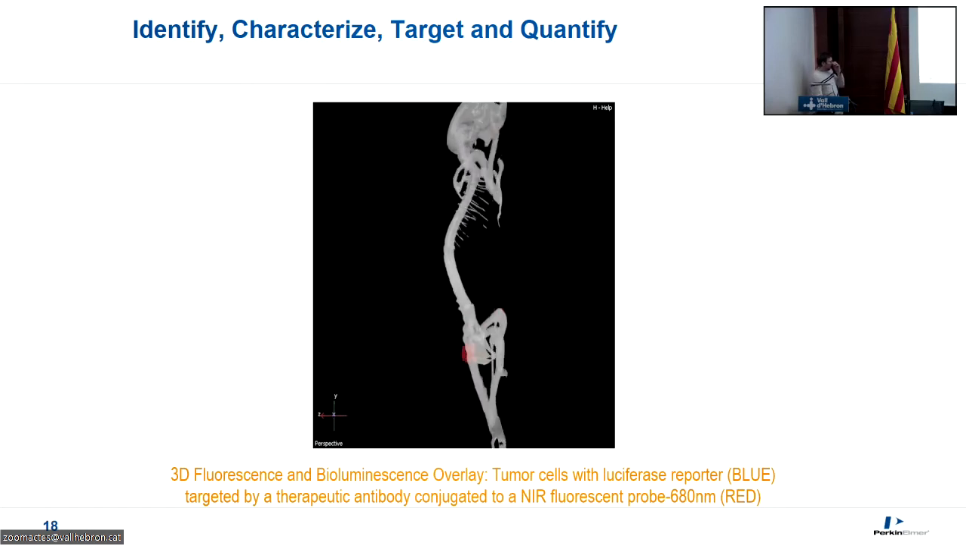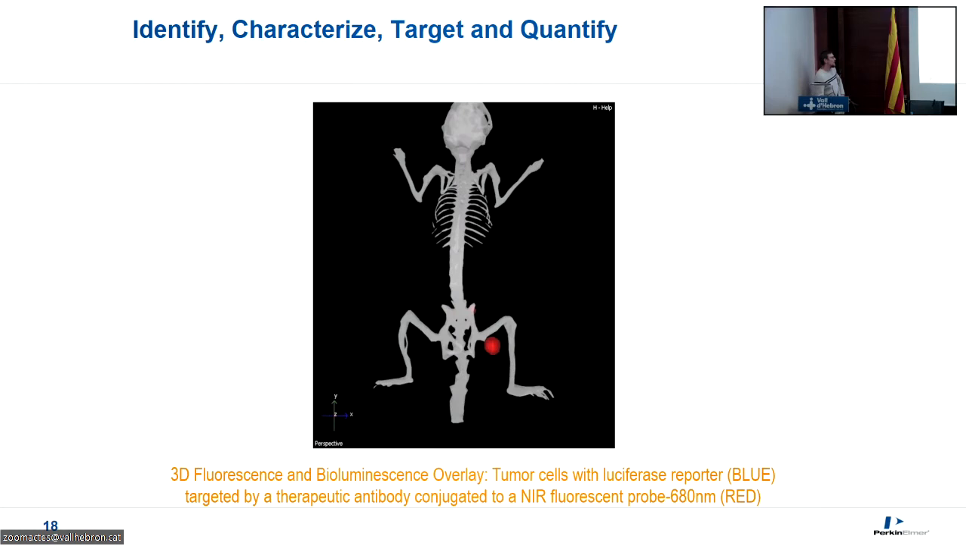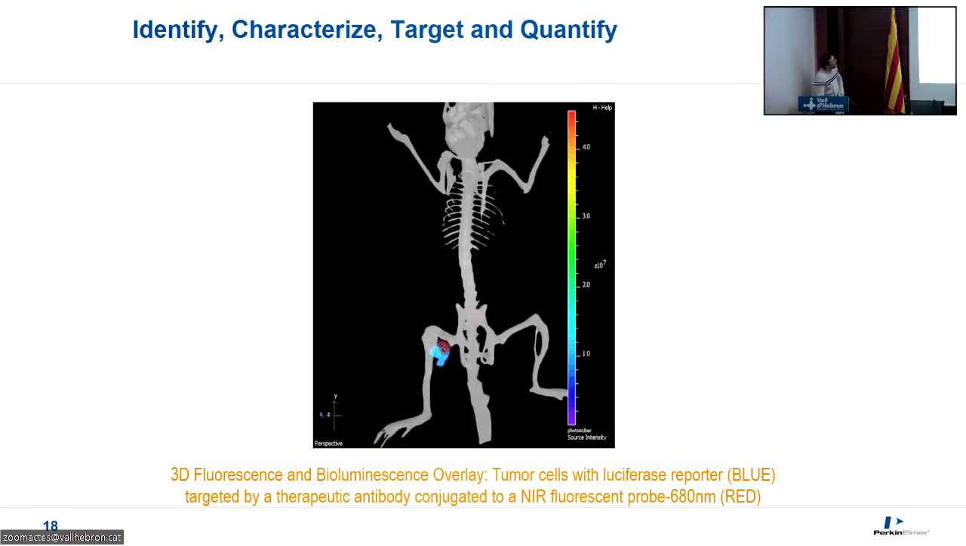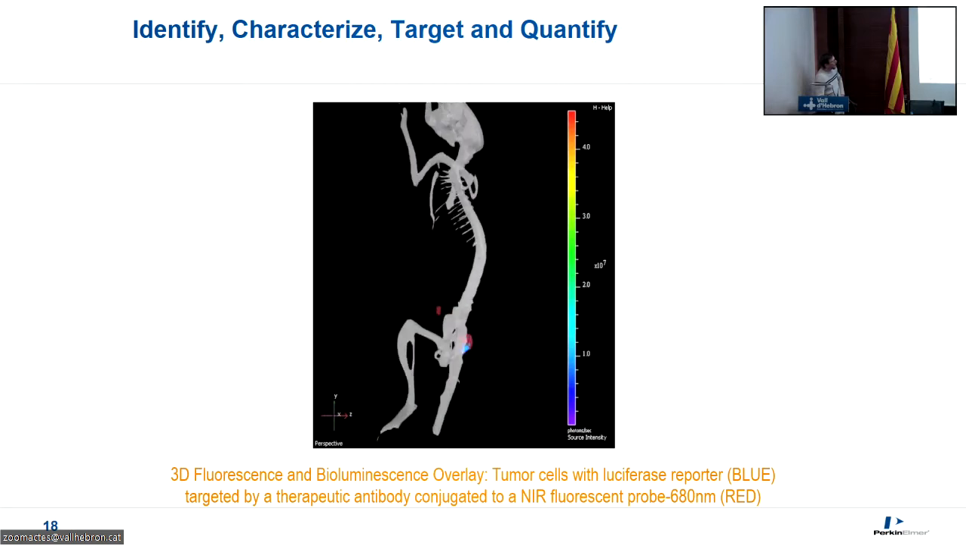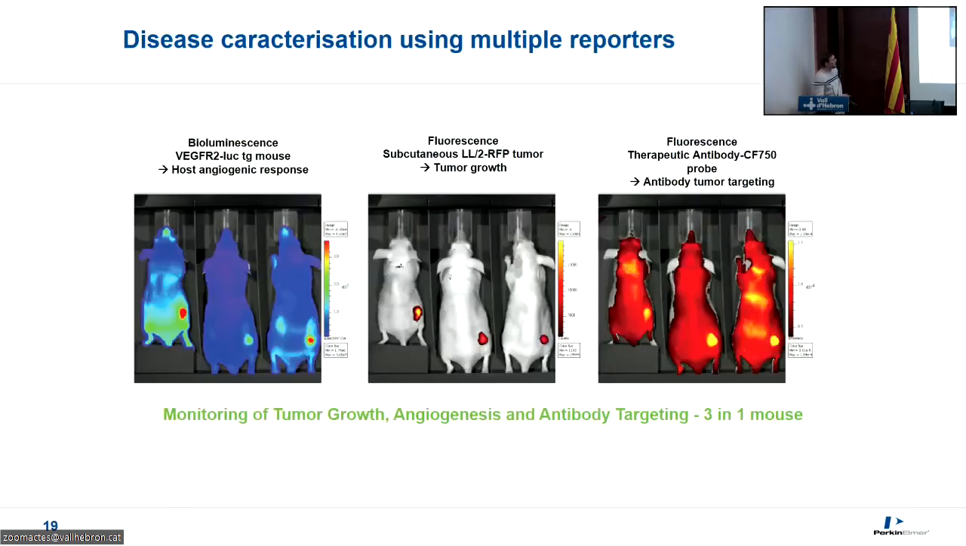Okay, what you can do is also to visualize those antibodies that were grafted with a dye in 3D. So here you can see the 3D distribution of the antibody, as well as the 3D localization of your tumor. So the red signal is 3D fluorescence coming from the antibody, and in blue is just 3D bioluminescence coming from the tumor. So in this case, we can clearly see the localization of the antibody. And again, we have a good targeting effect using our antibody.